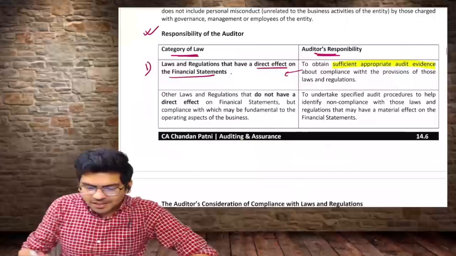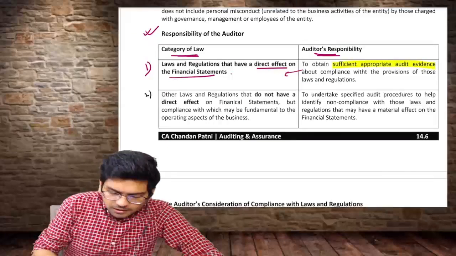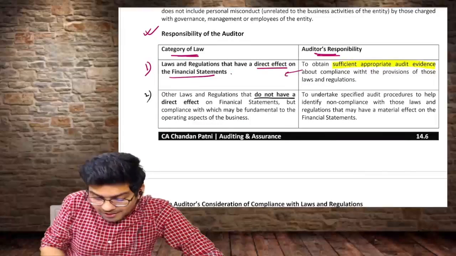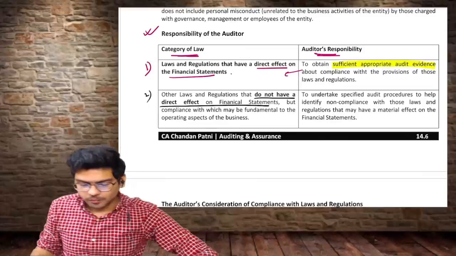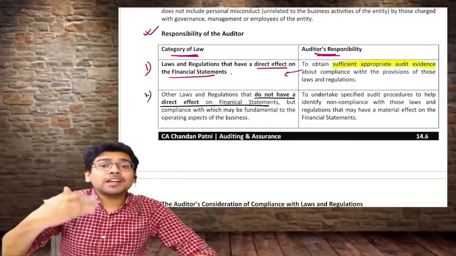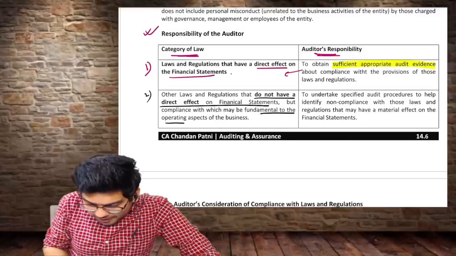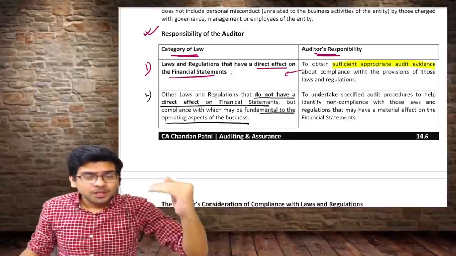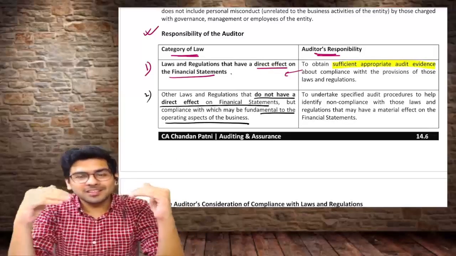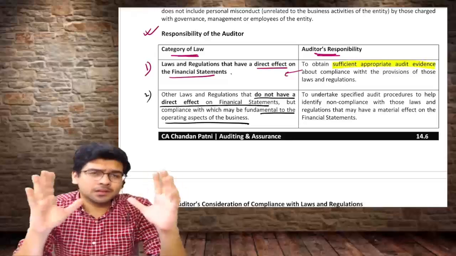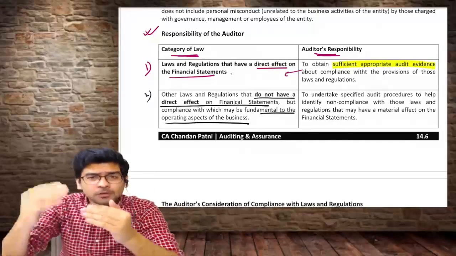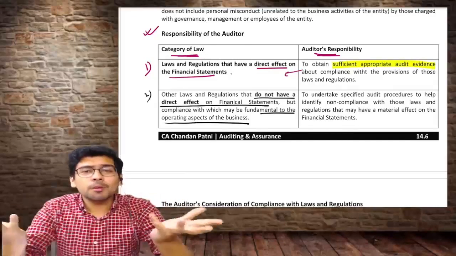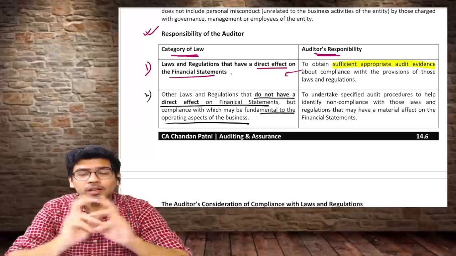Now, let us consider other laws here. What are the other laws? Other laws and regulations that do not have a direct effect on the financial statements, but the compliance of which is fundamental to the operating aspects of the business. I told you, for example, a bank, let's say, needs to have a minimum capital requirement, and if the capital falls below the limit, probably the license will be cancelled, okay.